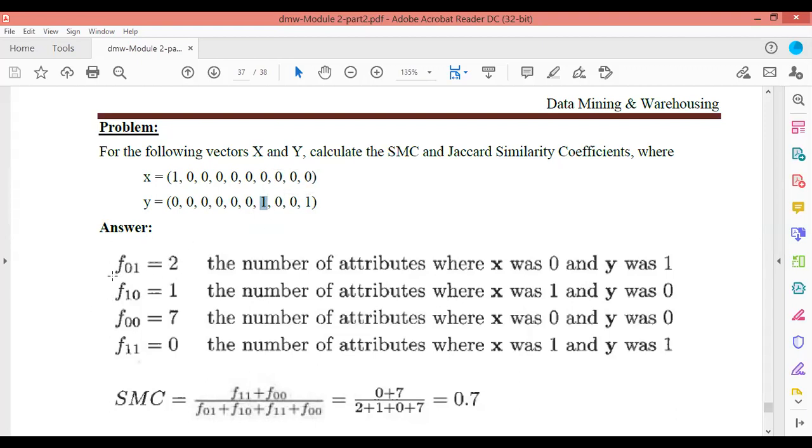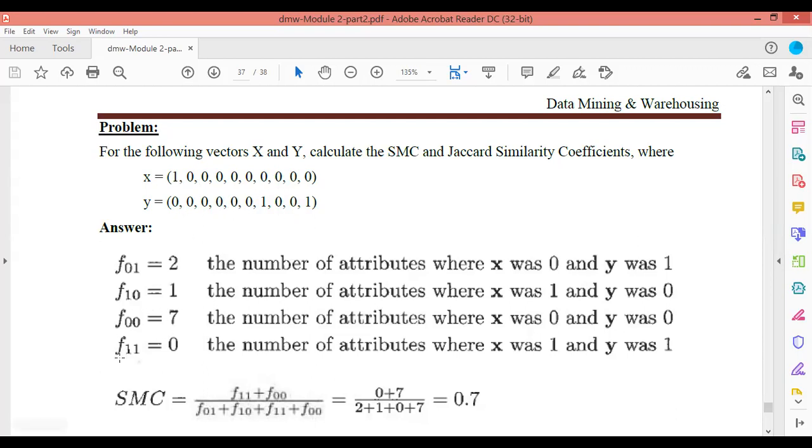And then f10 stands for the number of attributes where x is equal to 1 and y is equal to 0. There is only one such attribute, so its value is 1. Next, f00 stands for both x and y values being 0. So x is equal to 0, y is equal to 0: 1. Again, 2. Again, 3. And then this one is also, 4, 5, 6, 7. So the f00 value is 7.